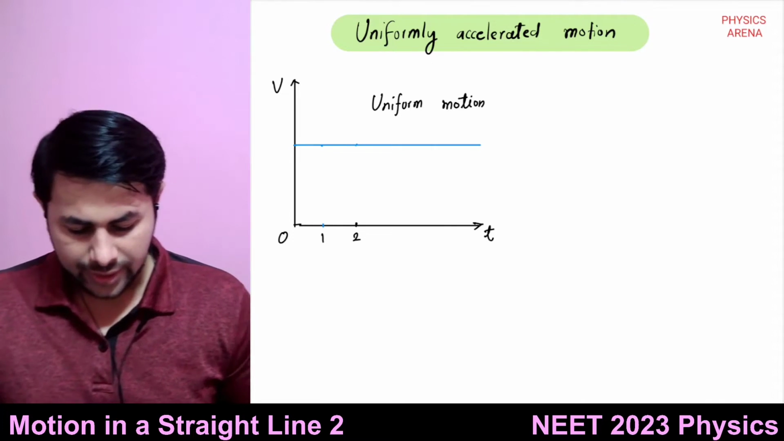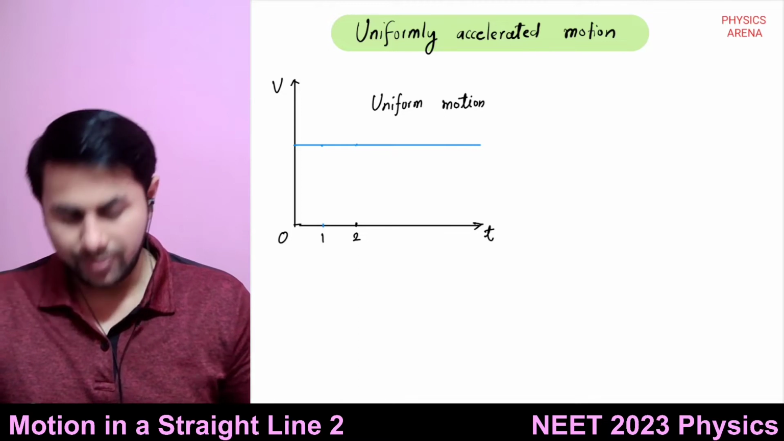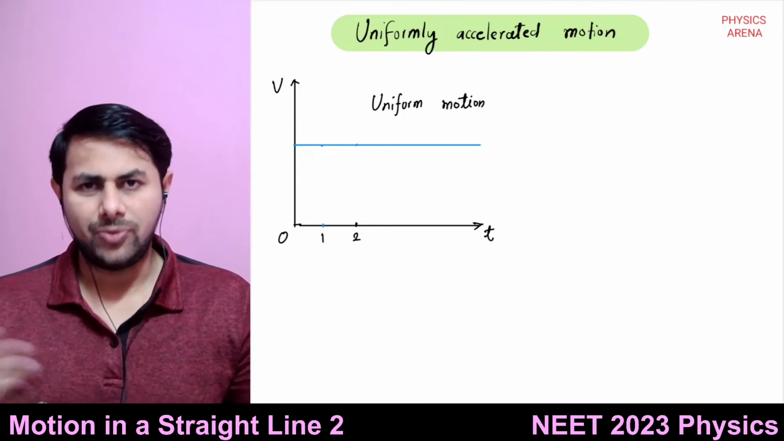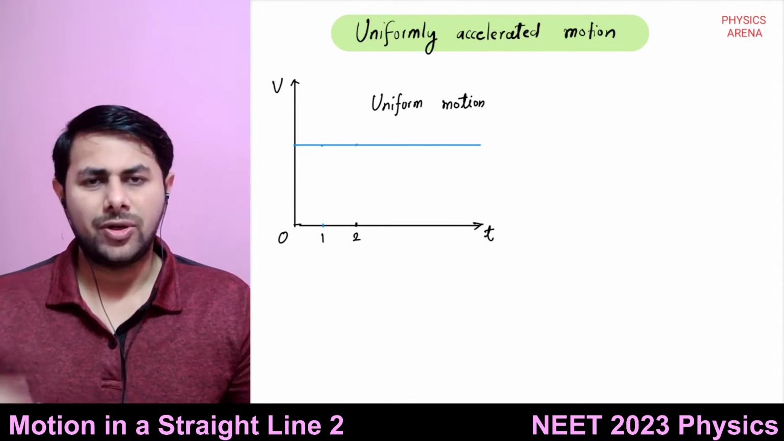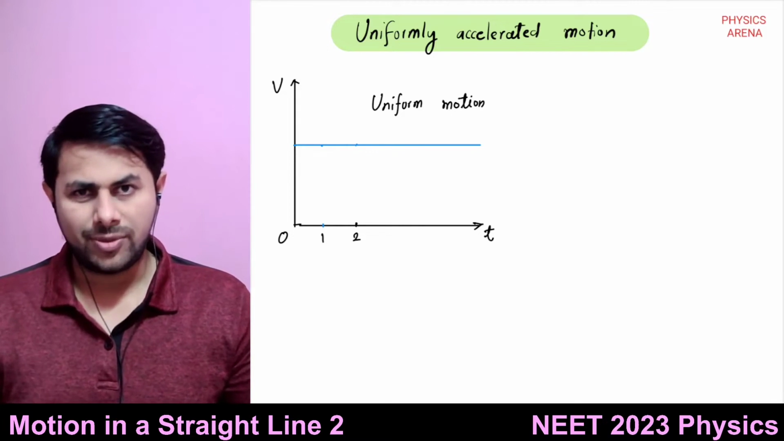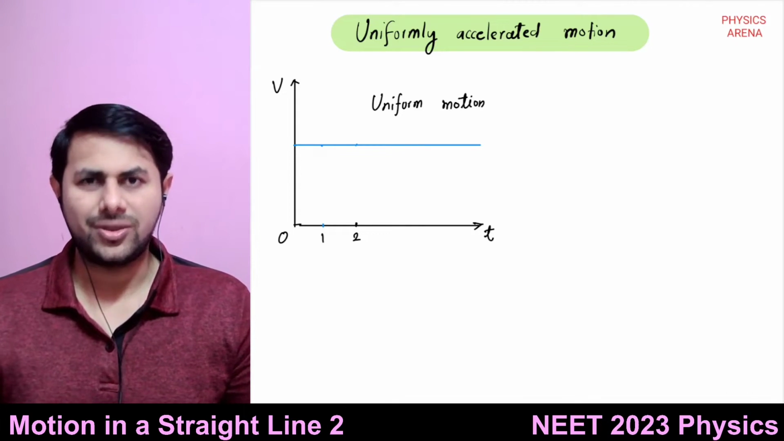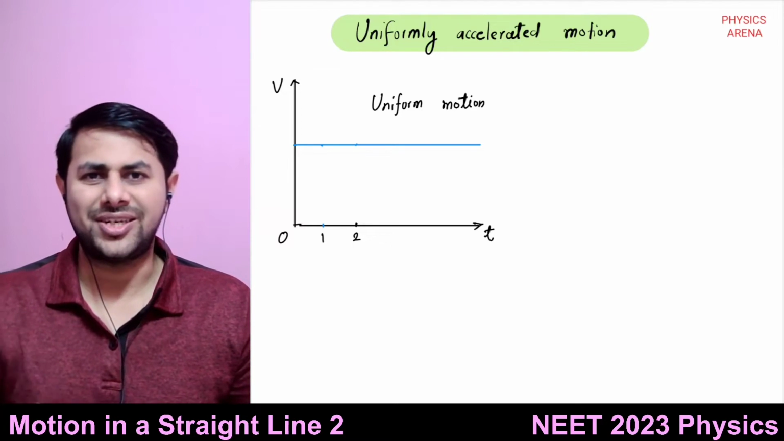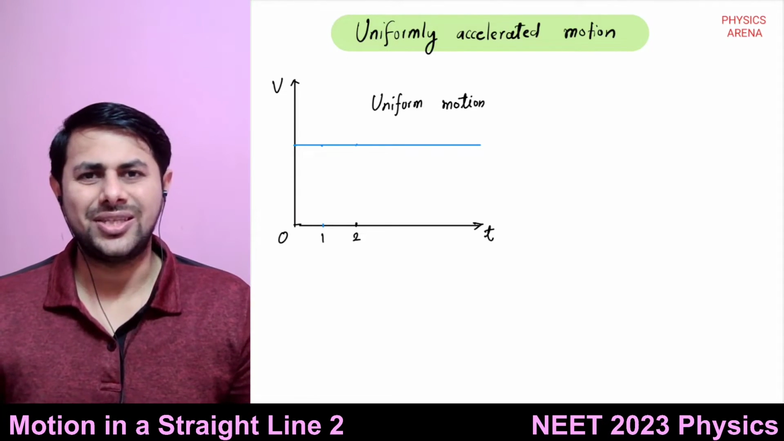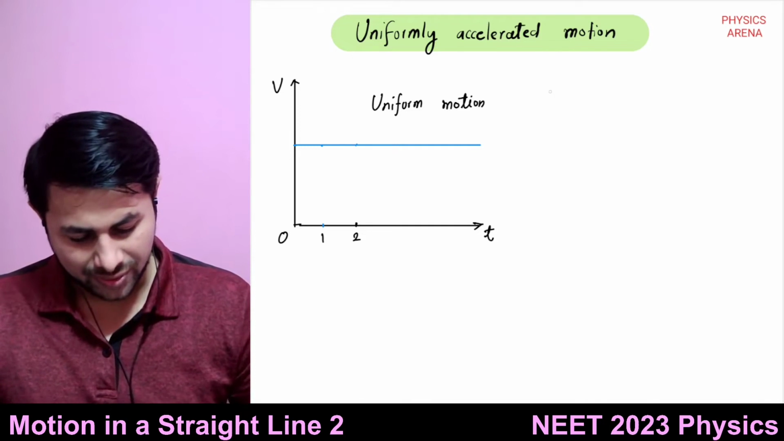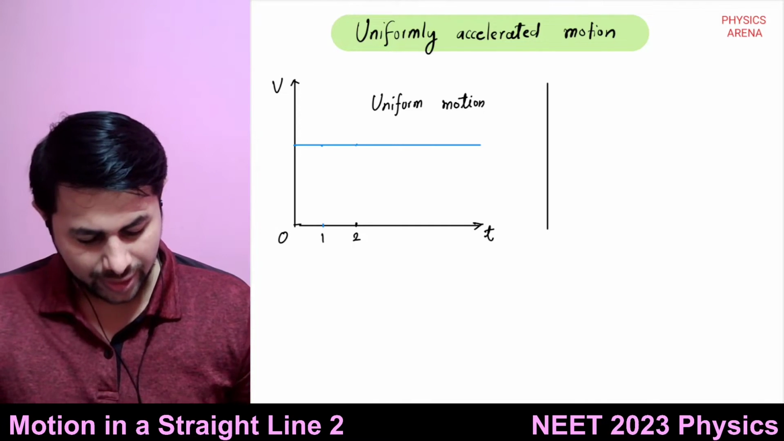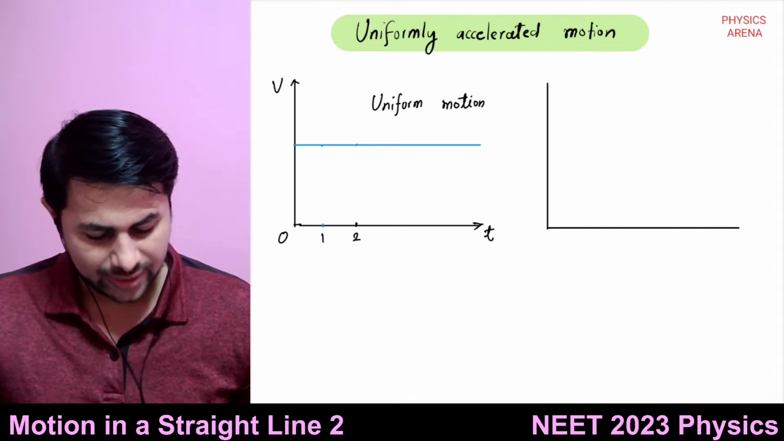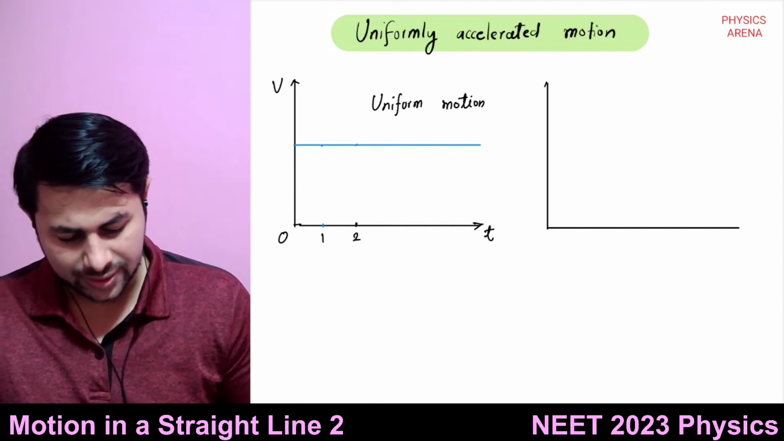Now let's say I want to plot uniformly accelerated motion. In uniformly accelerated motion, the velocity will either increase uniformly or decrease uniformly. If the velocity decreases, it is known as uniformly decelerated motion, or you can say acceleration is negative. So I will plot velocity on the vertical axis and time on the horizontal axis.